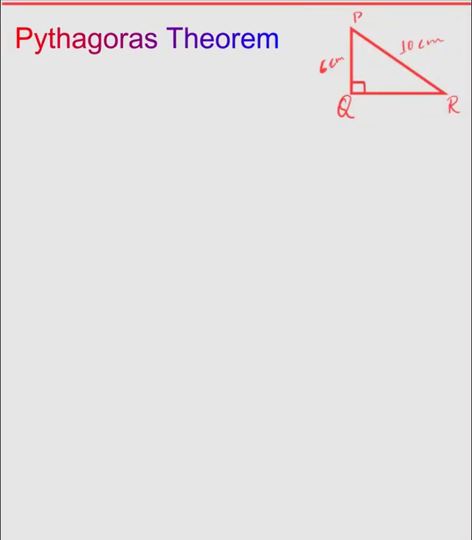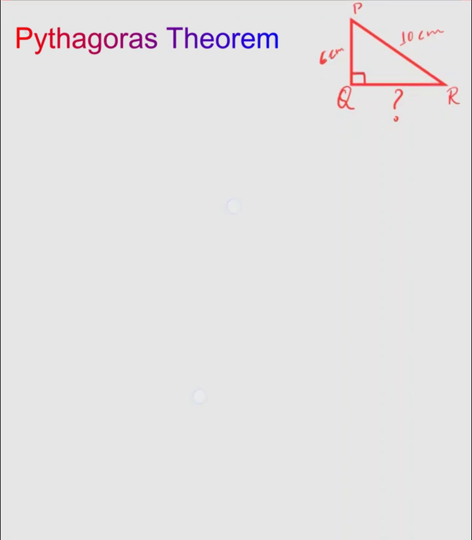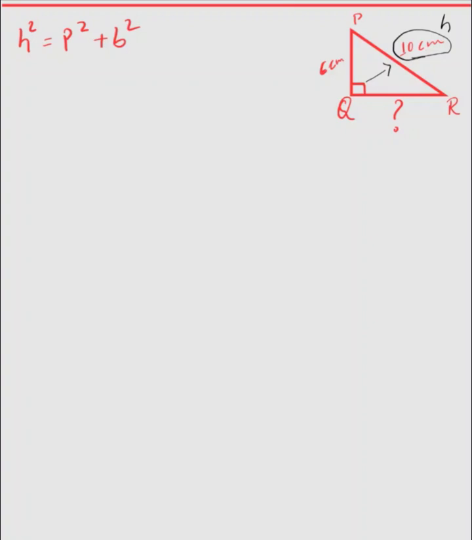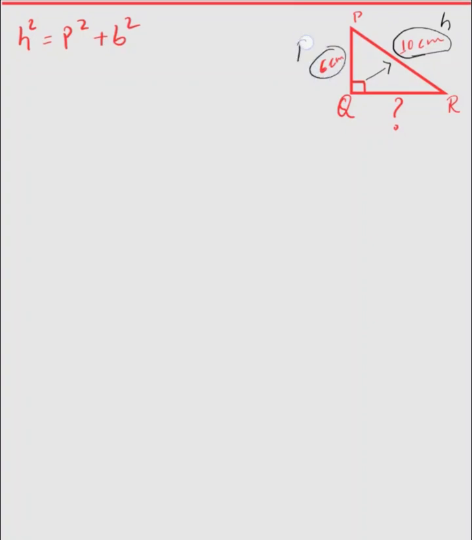This is the question given, and it is asking what is QR. In this case we'll use Pythagoras theorem, which I have taught you in the previous video. You can see that one. In short, in Pythagoras theorem, h square is equal to p square plus b square. This is h because it is opposite to the right angle. This can be either p or b. Let's take this as p, so we can say this one is b.